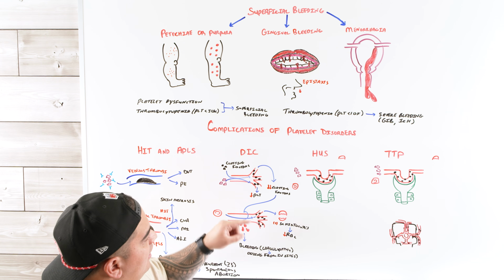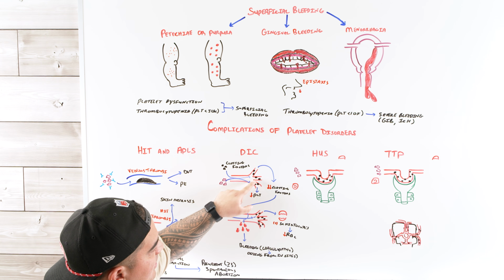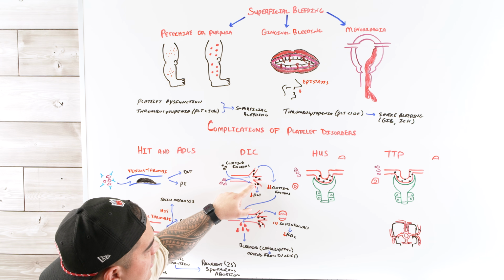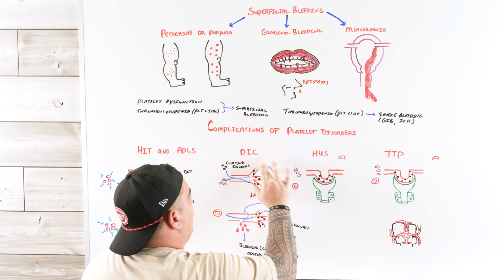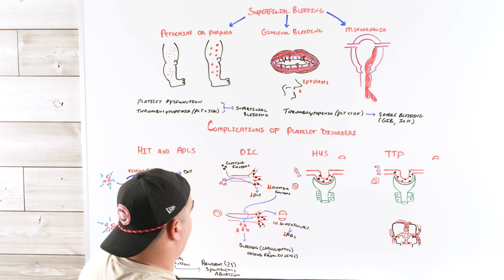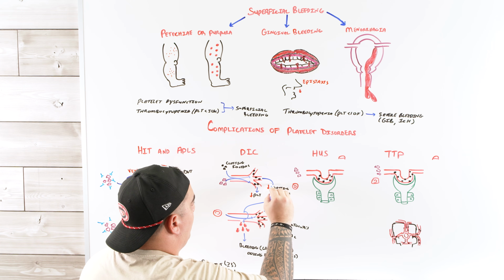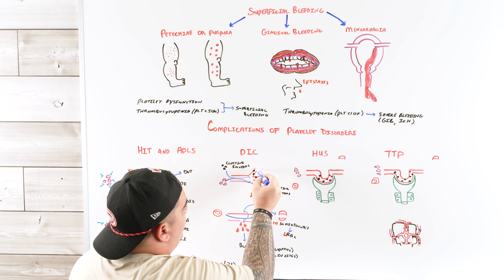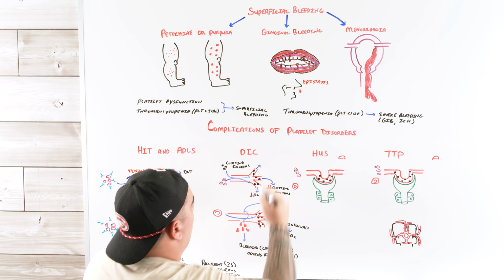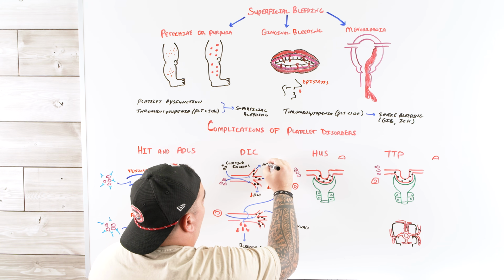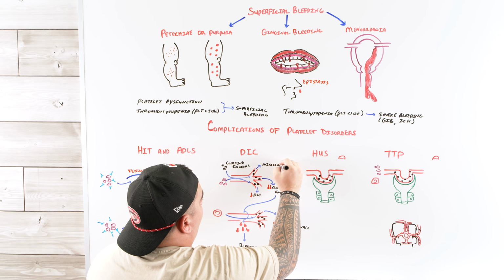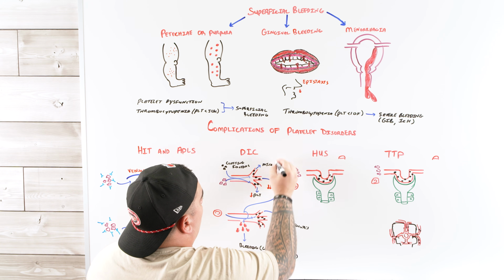Now, the other thing here is that when you get all these microvascular thrombosis, right? So you consume their clotting proteins. Let's actually bring this one down here. So you consume their clotting proteins, all right? But the other thing is that when you get all these microthrombi, this can cause organ ischemia.